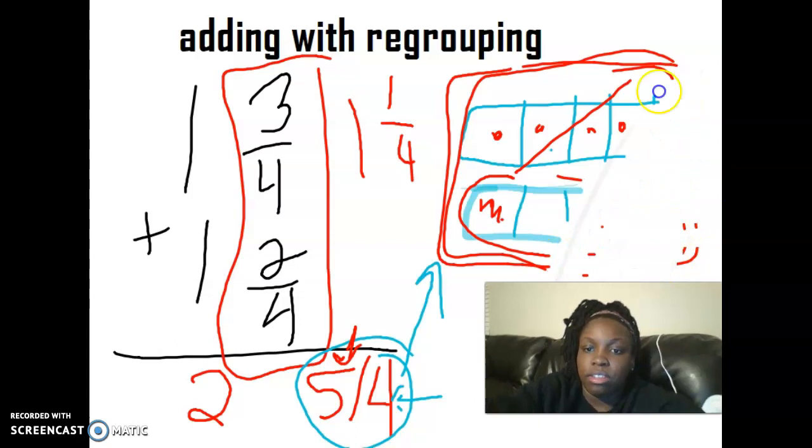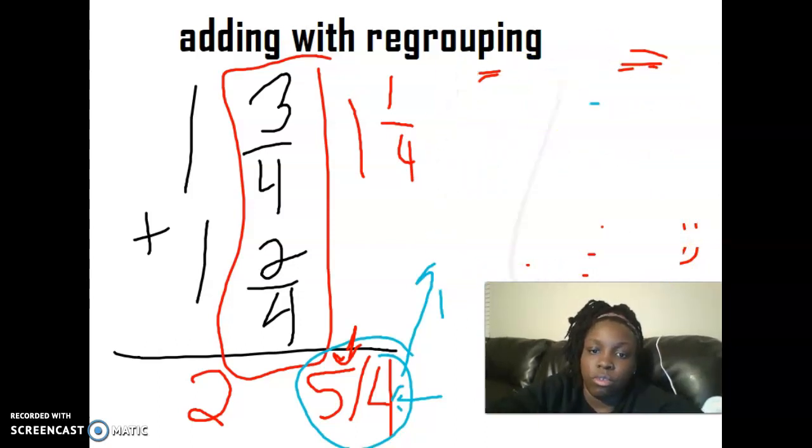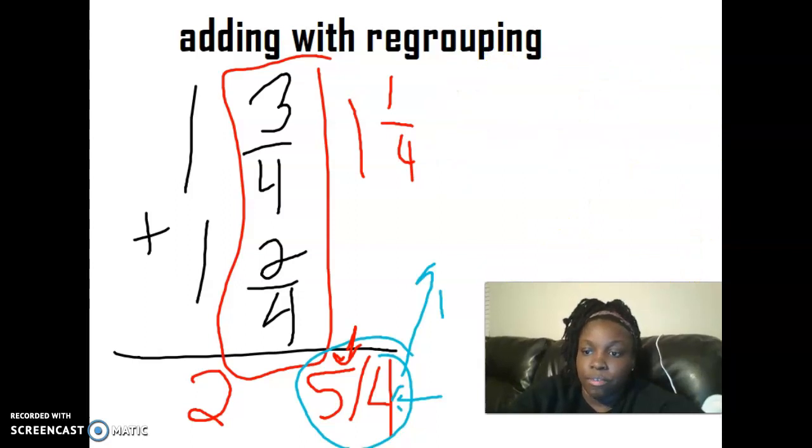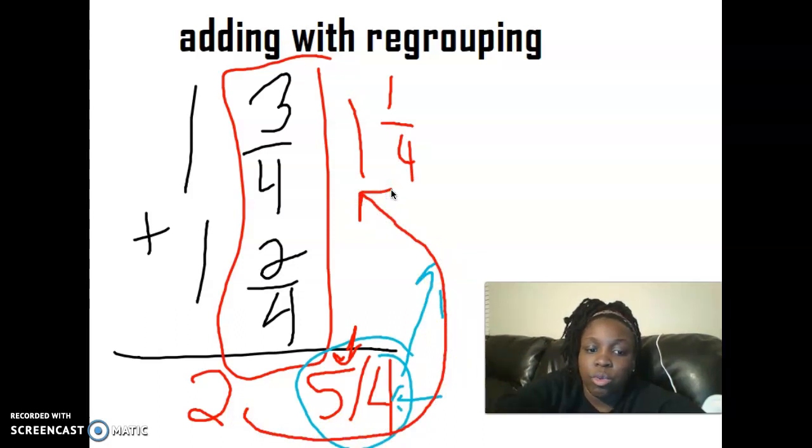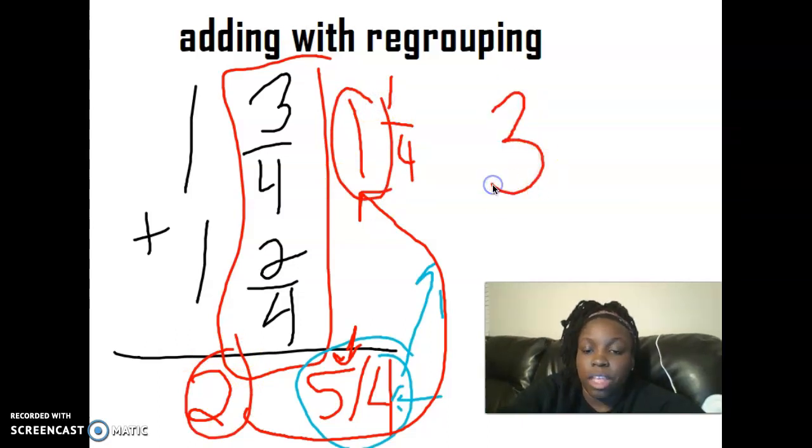Now, I'm just going to erase this so we won't be confused. So we figured out what 5/4 was. We figured out it's 1 and 1/4, but we're not finished. Remember, always, always, always, when we're adding with regrouping, we got to add our whole numbers back, right? So remember this whole number, we have to add it with this 1. So what is 2 plus 1? 2 plus 1 is 3. So it's going to be 3 and leave your 1/4 there. So 3 and 1/4 will be the answer.